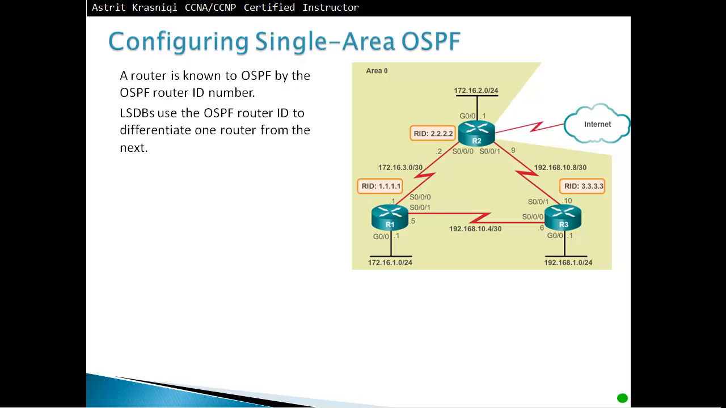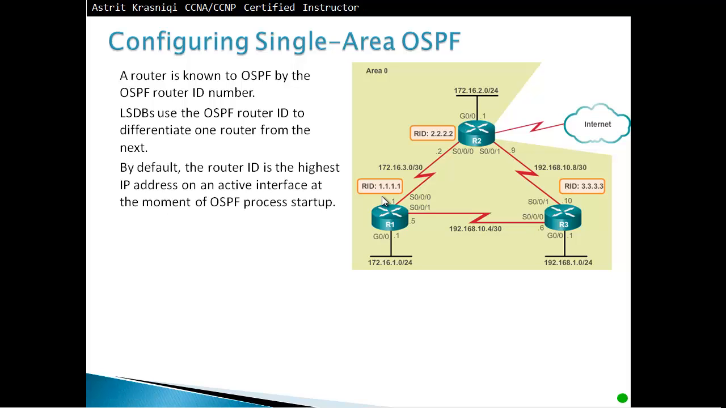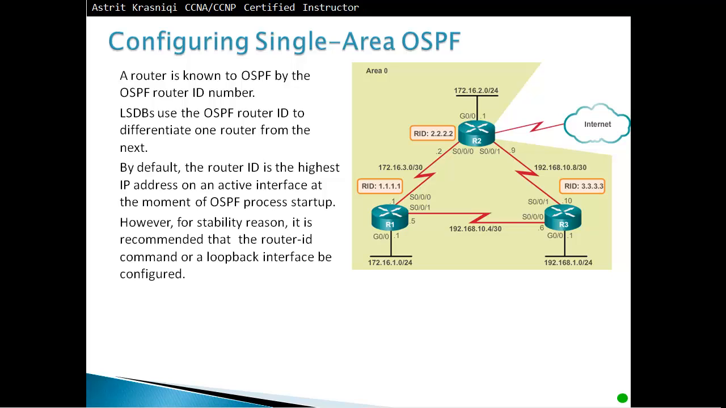The link state database uses the OSPF router ID to differentiate one router from the next. You have to make sure that within the area, each router has a unique router ID. You can have the same router ID everywhere, but it's going to cause a lot of problems. By default, the router ID is the highest IP address on an active interface at the moment of OSPF process startup. However, for stability reasons, it is recommended that the router-id command or a loopback interface be configured.